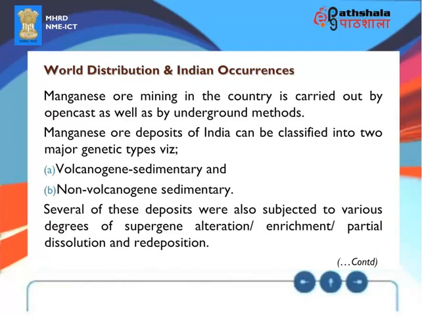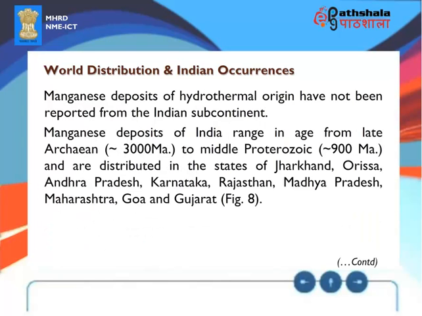Manganese ore deposits of India can be classified into two major genetic types, viz. volcanogene sedimentary and non-volcanogene sedimentary. Several of these deposits were also subjected to various degrees of supergene alteration, enrichment, partial dissolution, and redeposition. Manganese deposits of hydrothermal origin have not been reported from the Indian subcontinent. Manganese deposits of India range in age from late Archean, 3000 million years, to middle Proterozoic, 900 million years, and are distributed in the states of Jharkhand, Orissa, Andhra Pradesh, Karnataka, Rajasthan, Madhya Pradesh, Maharashtra, Goa, and Gujarat.